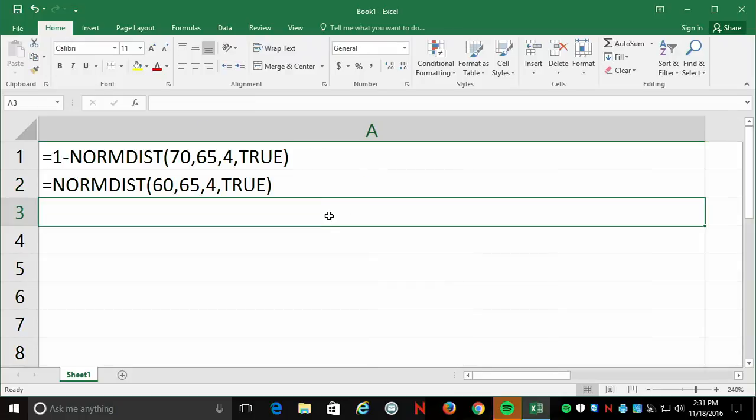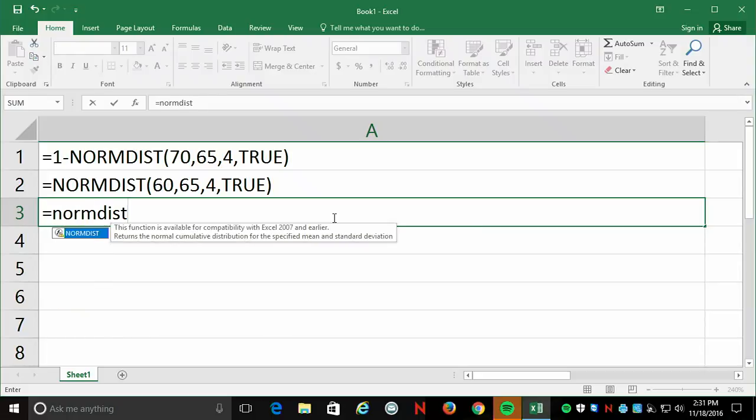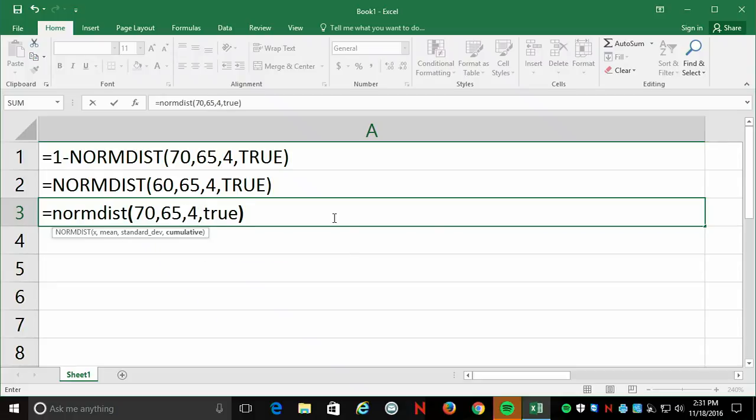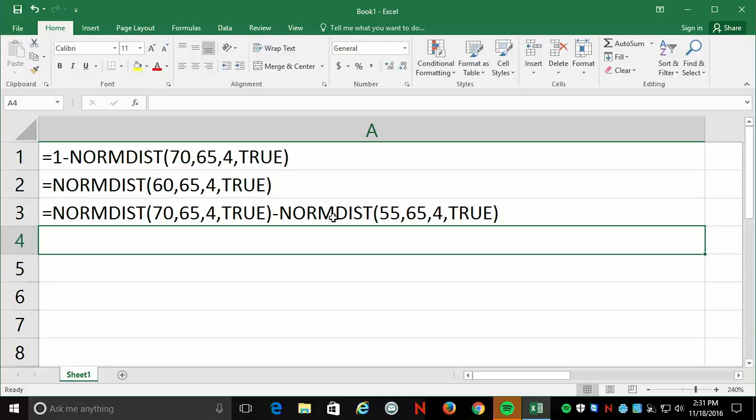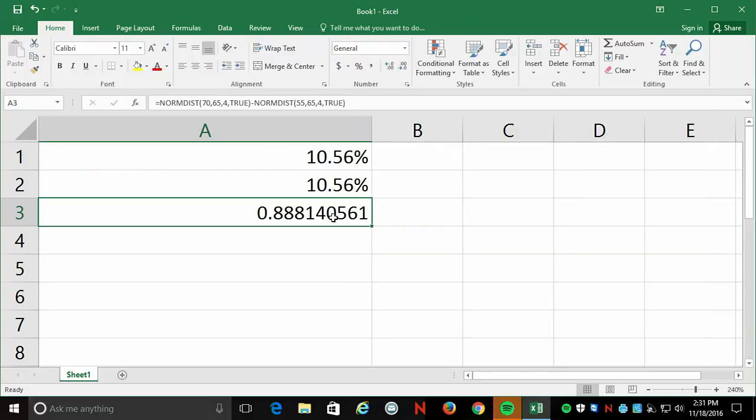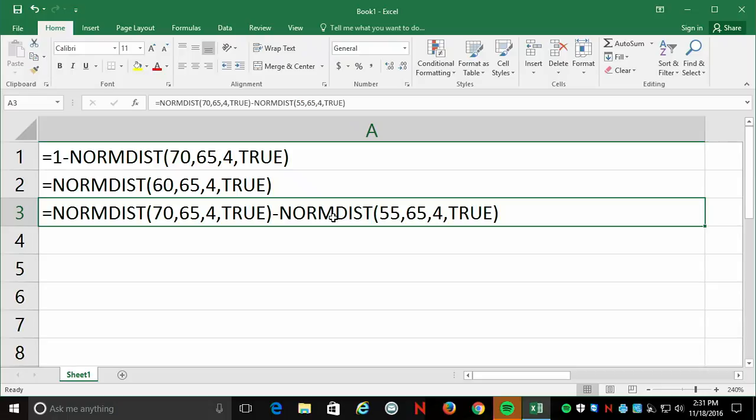Part C says, what are the odds that we get between 55 and 70? Well, just like we had to subtract the small one from the big one, we're going to do that here. NORM.DIST 70, 65, 4, true, minus, no spaces, NORM.DIST 55, 65, 4, true. If I do the math, I get about 88.8%. Now, your numbers might be a little bit different when you do them with Excel versus by hand.